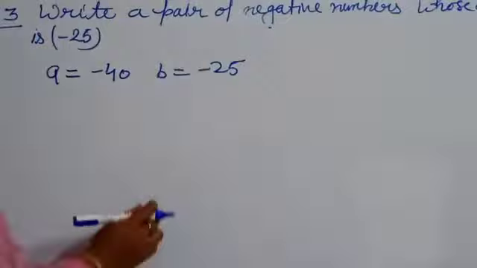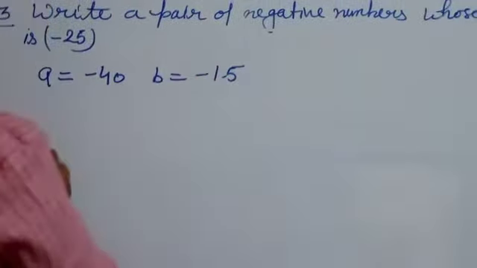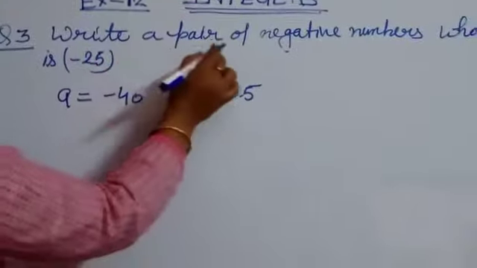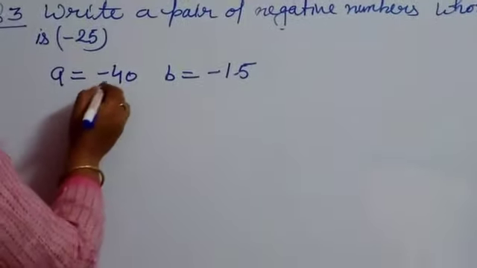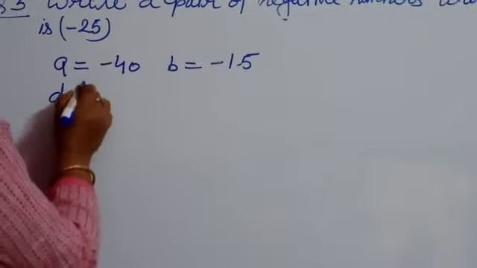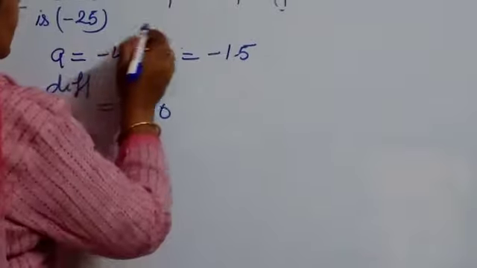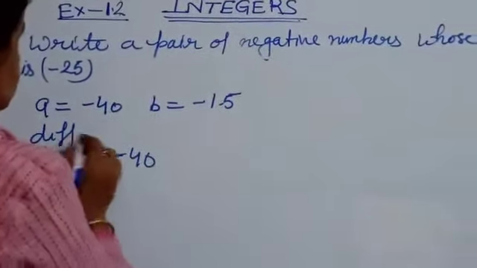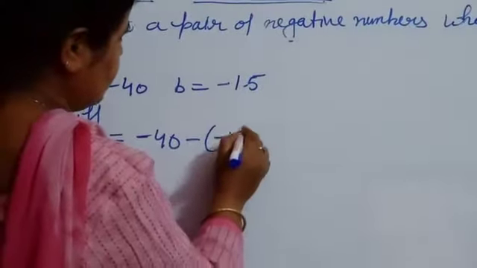Okay, no, minus 25 should come, so I am taking minus 15. Write a pair of negative numbers whose difference is minus 25. If I take the difference of these two numbers, the difference is equal to minus 40 minus, and the second number is minus 15.